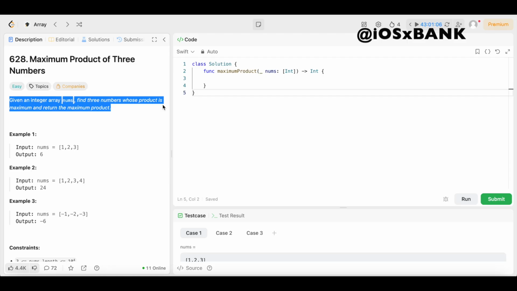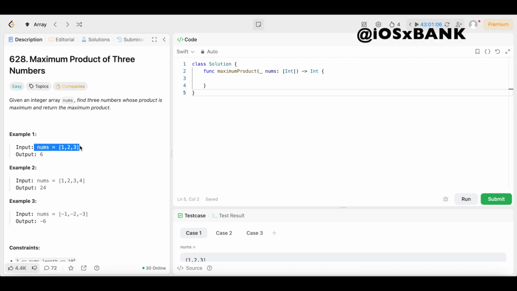So let's go ahead and take a look at these examples anyway, just to make sure that we fully understand this question. So in example 1, we have our input nums equals an array of integers 1, 2, 3. What we want to do is find three numbers whose product is maximum. Since we only have three numbers in this input, we could just multiply all those three numbers and that will be the maximum output possible. And in this case, it's 6. 1 times 2 gives us 2, and then 2 times 3 gives us 6. Boom, so that's the possible output.